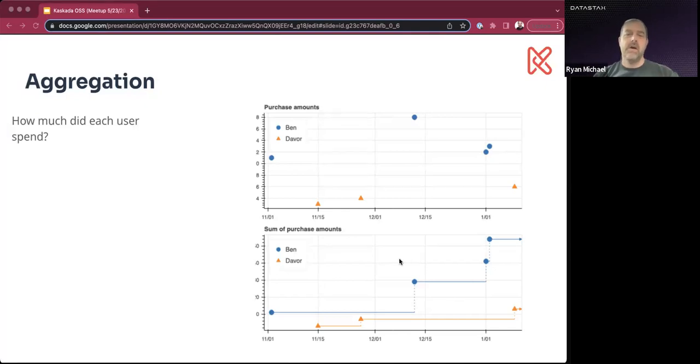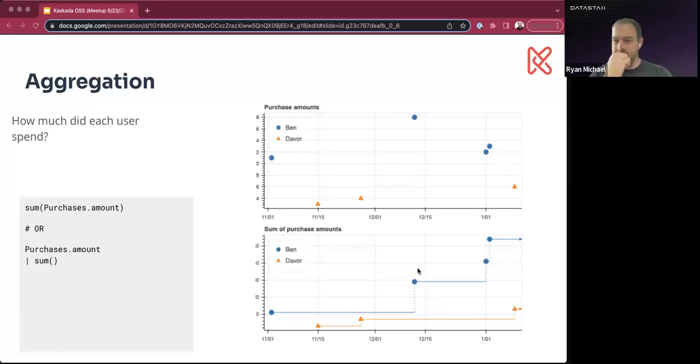We'll look at this really quickly. In this case, we're doing the same thing. We're adding up how much each user has spent. We start with these points. We construct the continuous timeline. And there's two ways you can express this in Cascada's query language. In this first example, we apply it like a function. We say purchase.amount and sum. The second case, just the same expression, we use this pipe syntax. You'll see this in most of the examples. And this is basically just saying start with the purchase amount and then compute the sum, and that produces the time.